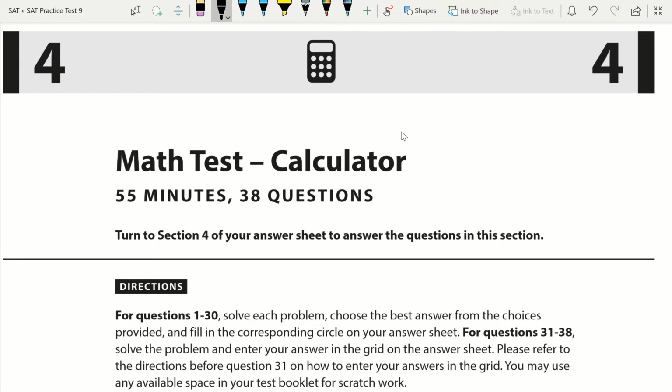Today I'll be taking you through the Math Calculator section of SAT Practice Test 9. I'll be moving quickly and efficiently through this section to give you an idea of how you can improve your speed on the SAT Math Calculator section while maintaining accuracy.